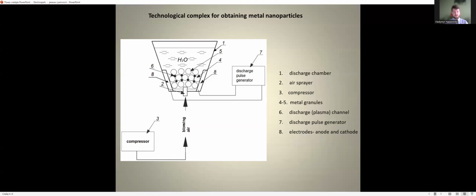Afterwards, the discharge pulse generator is activated, delivering electrical impulses to the electrodes. At this moment, short-lived plasma channels form between granules, initiating the process of electrical erosion of the metal granules. As a result, we get a product of electrical erosion that includes the formation of a colloidal fraction of metal particles and microfractions. So to sum it up, this device consists of 3 main parts. There is a discharge pulse generator, a compressor, and a discharge chamber, which is filled with water. And we use plasma discharge to seal the solution.